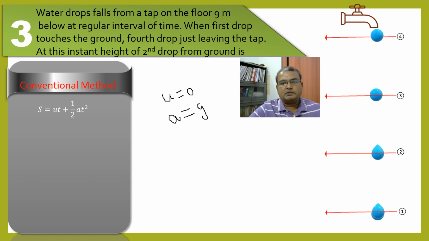In SI system, what is its value? We are in general taking 10 in SI. Okay, we will substitute the values. S is the height, U is 0 into t plus half g t square, equal to half g t square. Equation is reduced.